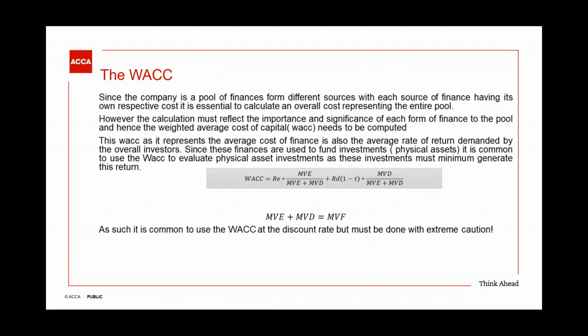Does it make sense? But it's a bit of an important thing actually, because you must understand that WACC is based on the risk of your existing assets.